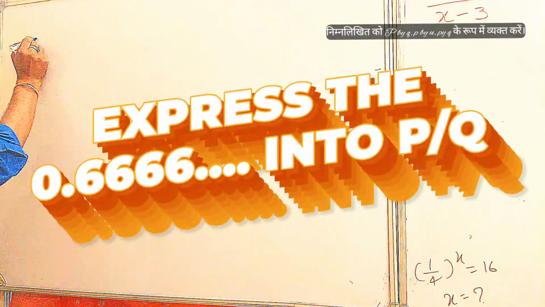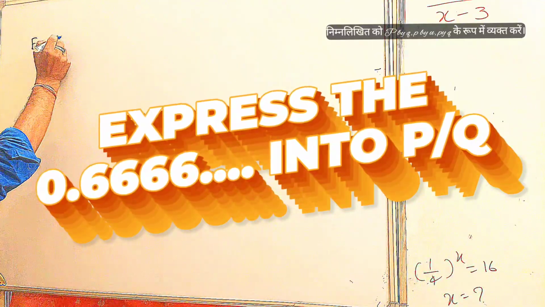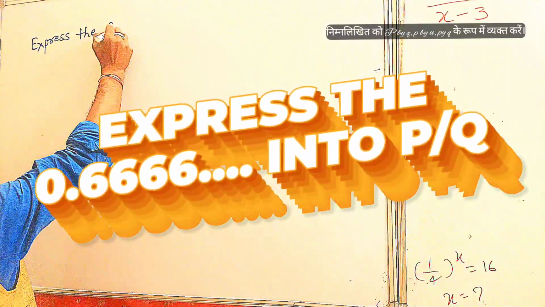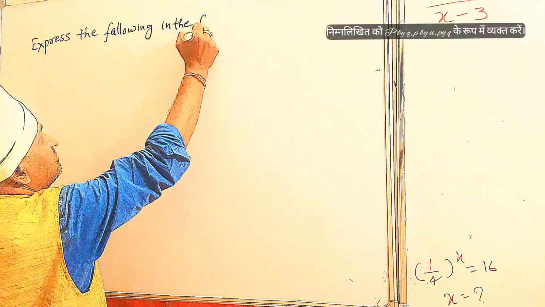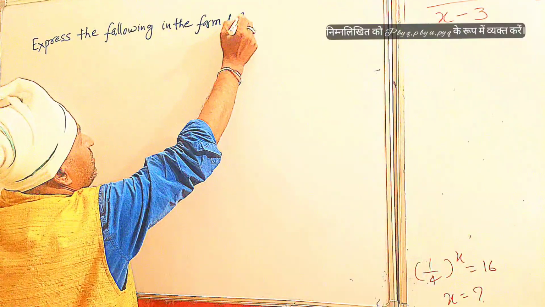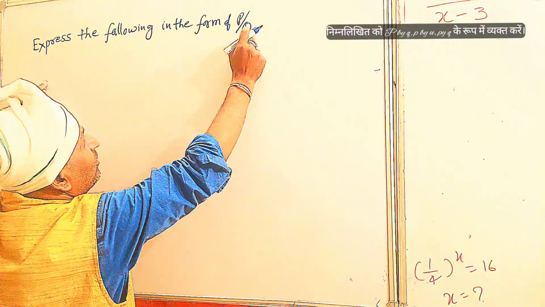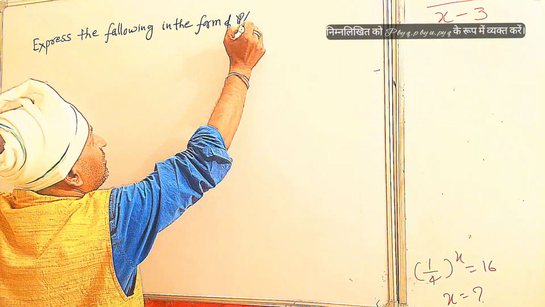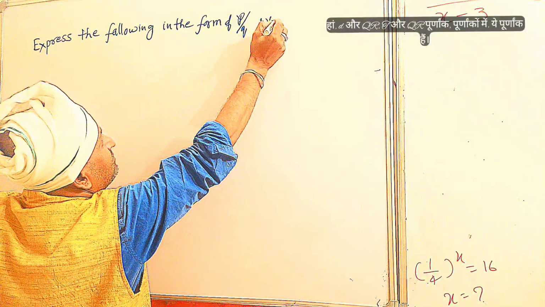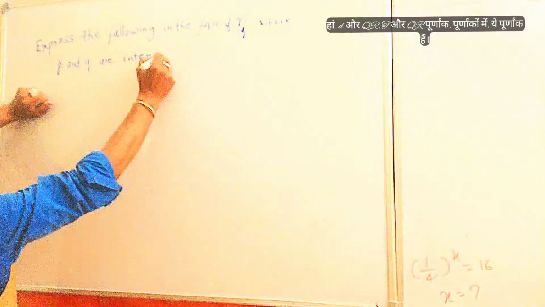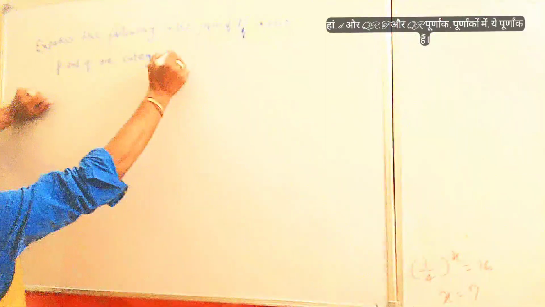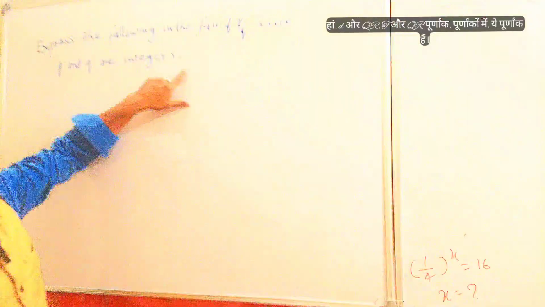Express the following in the form of P by Q, where P and Q are integers. Okay, these are integers.